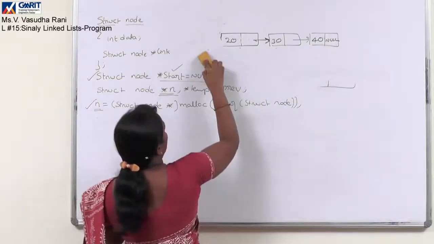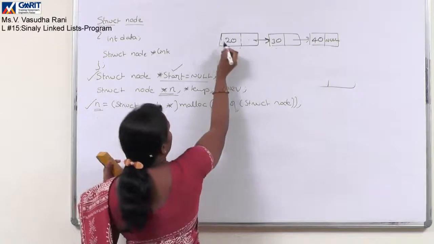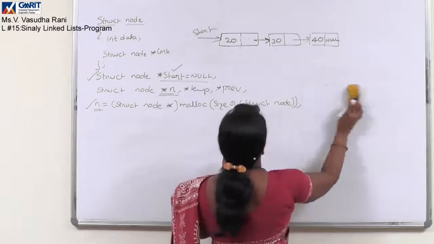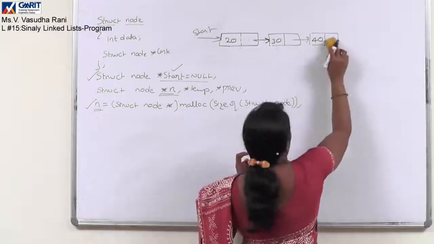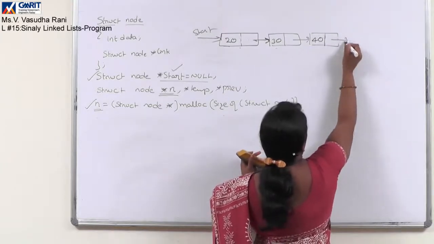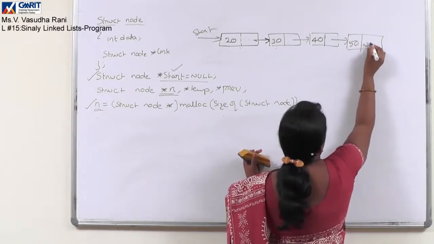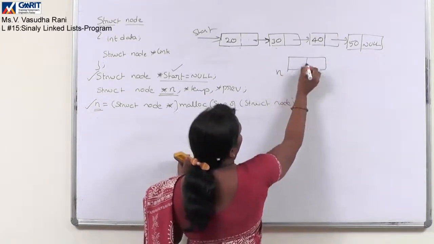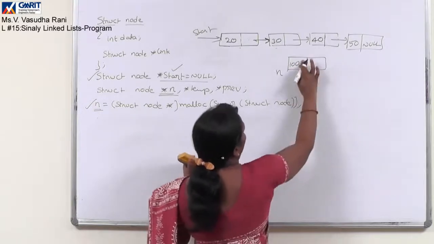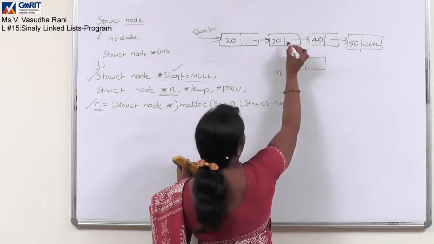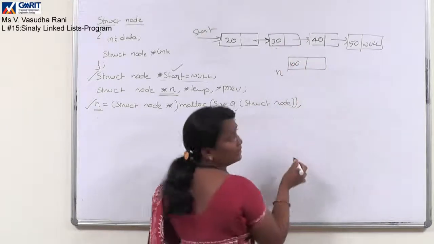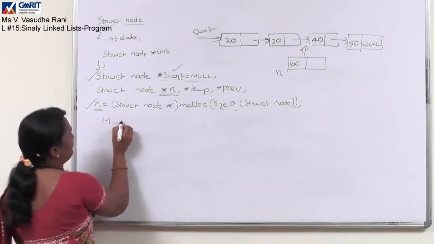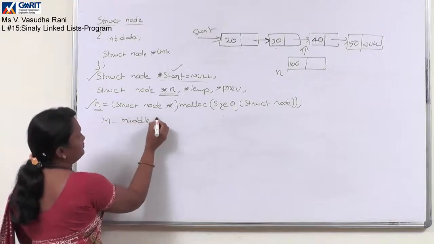For this particular case, here is your start pointer and this is your list. Let us take 4 nodes. Now it is required to insert an n node with 100 data in between this node with 30 data and the node with 40 data. In between these two you have to insert. It is insert middle.